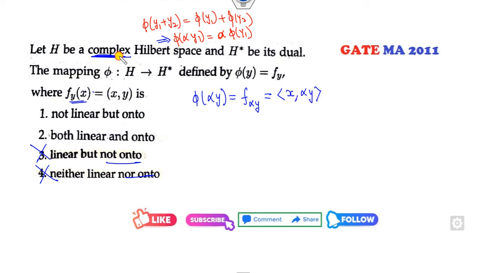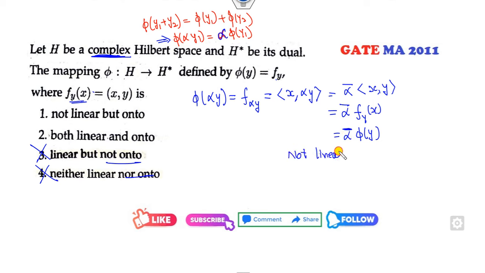Now the space is complex, so how can I take this number outside? It is alpha bar times x comma y. So I can write this as f of y at x, or again by the definition, this is alpha bar phi of y. But we need alpha, and it is alpha conjugate. So it means it is not linear. Once it is not linear, the first option is correct and the second option is discarded.